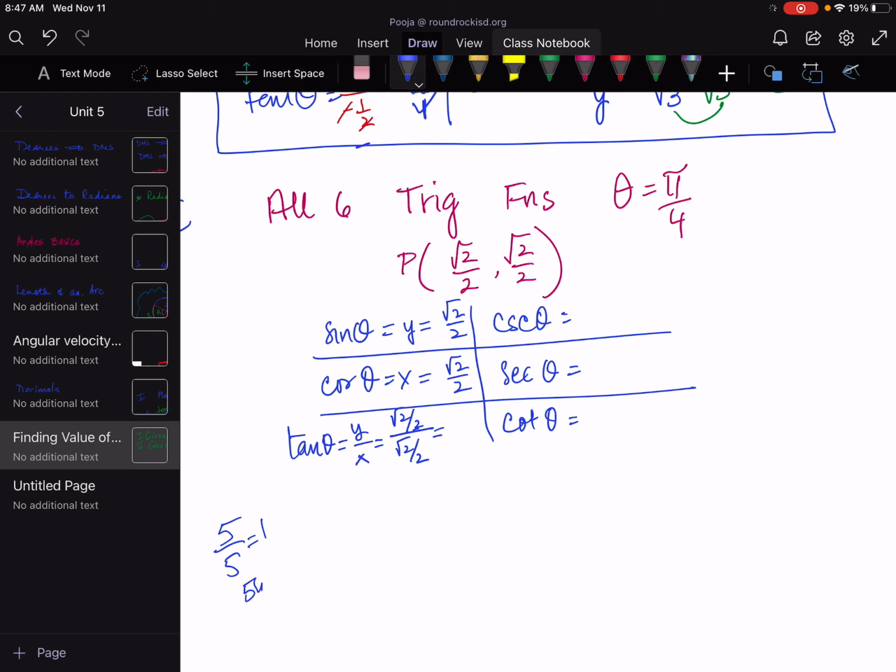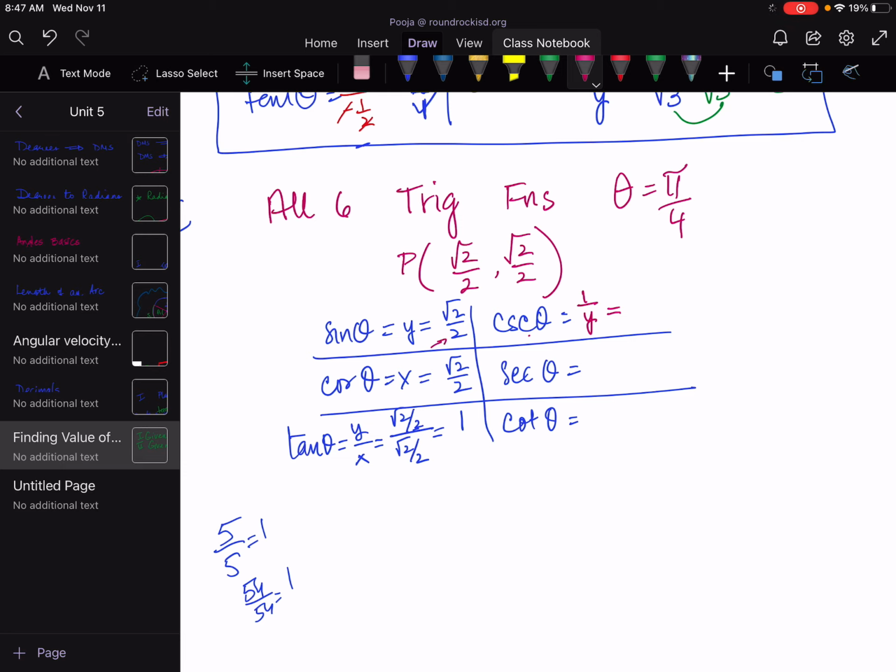Kind of like dividing 54 over 54. It's going to be 1. So no matter what the numerator and denominator are, if they are the exact same, they all cancel out to simply 1. So tangent here is simply 1. Not bad, right? Cosecant now is basically 1 over y.